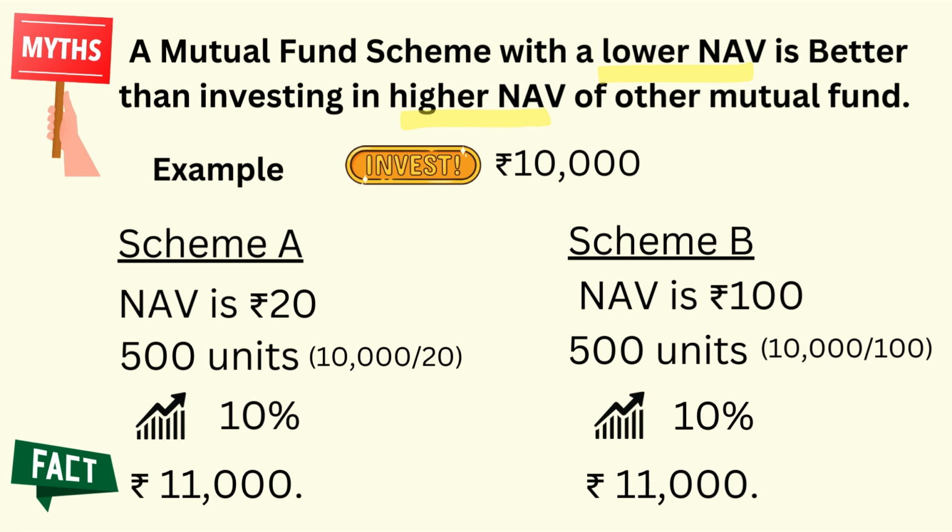Then you will get 500 units for scheme A and the same 500 units for scheme B. You should divide the invested amount by the NAV. Say both have increased in value by 10%. In the end, you will get 11,000 rupees in each case. So it depends upon the number of units you purchase, not on the NAV rate.